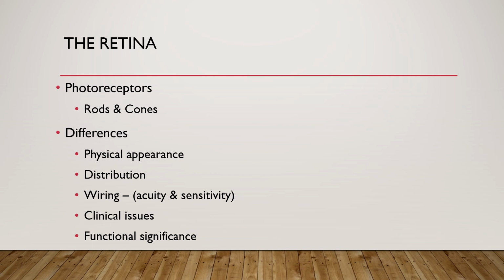The rods and the cones differ in their physical appearance, in their distribution along the retina, or where they are, and in the wiring to the brain, which influences both our acuity, what we see from the cones, and the sensitivity to dim light, what we see in the rods. Then the clinical issues of what can happen if either one is damaged, which, between that and the wiring, really gets us to our functional significance. For the most part, that'll make the functional significance really clear, but then we'll talk also a little bit more about color vision and what the cones give us and how they give us that color vision.